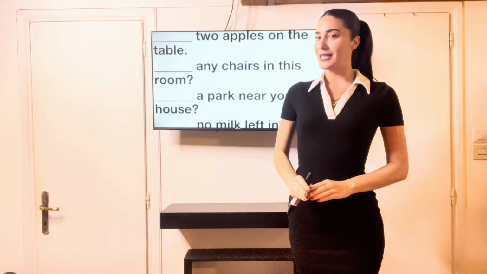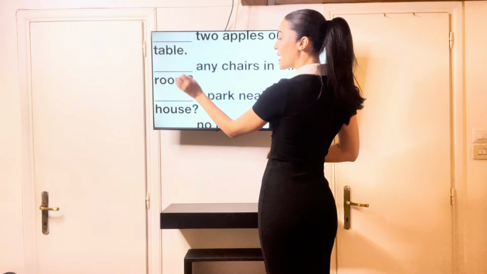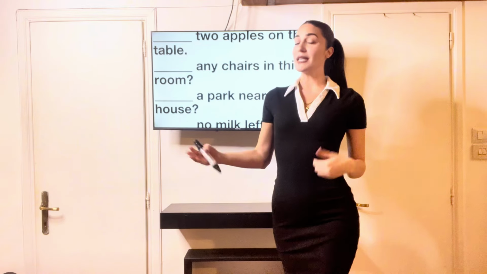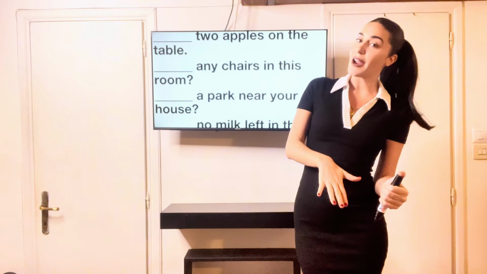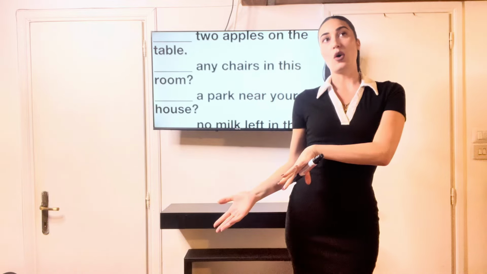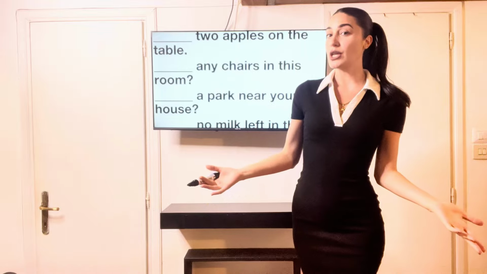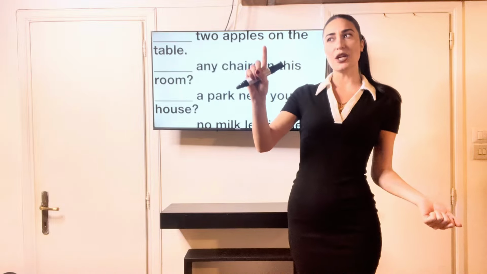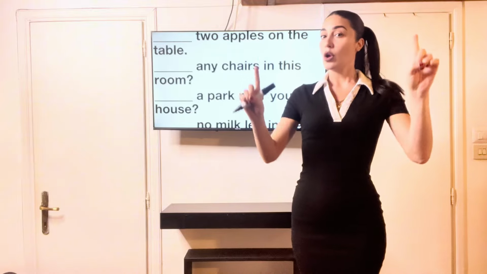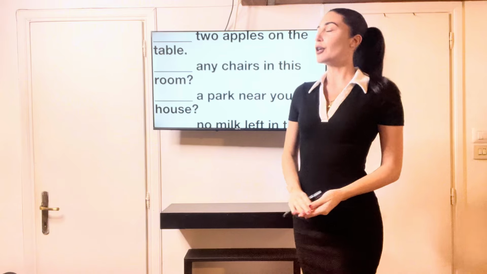I have some sentences here, but they are unfinished. There are spaces. Now, some are questions and some are statements. It's your job to put in is there or are there, or there is or there are, okay? How do we know which one to use? Have a look and think, is it singular or plural, the object that I'm talking about, or objects? Let's have a look.